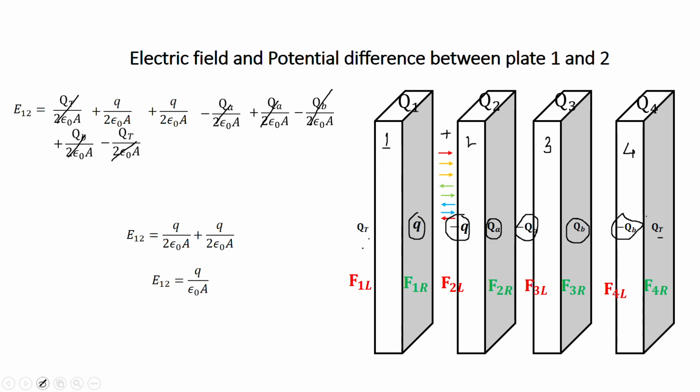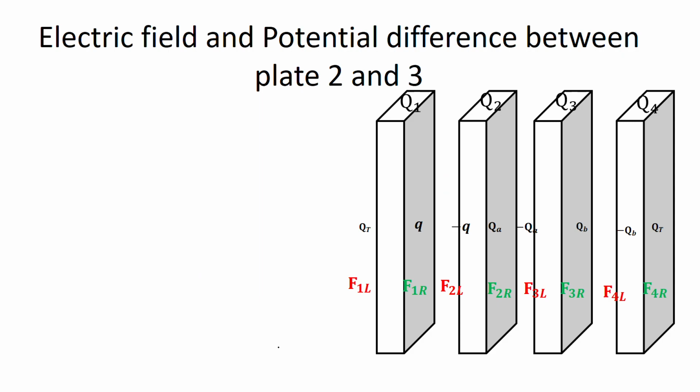So this electric field is q divided by epsilon naught A, and since it is in the rightward direction, the potential difference V12 will be E dot dl, and since the electric field and dl are in the same direction, V12 will be q into d divided by epsilon naught into A. Now we have calculated the electric field between plate 1 and 2. Now coming to plate 2 and 3, suppose we want to calculate the electric field between plate 2 and 3.